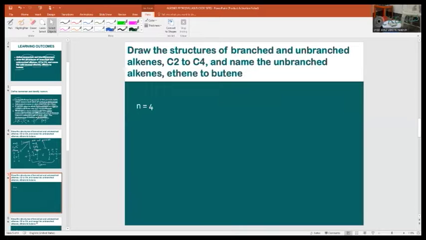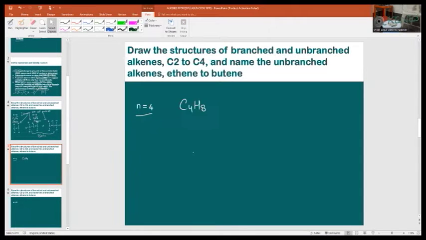What about the next member, which is butene? The value of n is 4. The molecular formula would be C4H8. Let me draw the displayed formula for this one. There are 4 carbon atoms. So 1, 2, 3, 4.